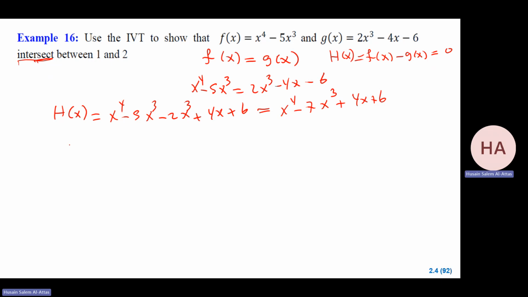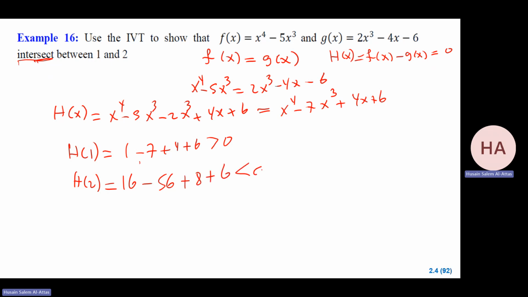So I check h at 1. It will be what? 1 minus 7 plus 4 plus 6, which is positive. H at 2, it will be what? 2 to the power 4, which is 16, minus 7 times 8, which is minus 56, plus 8 plus 6, which is very clear negative.